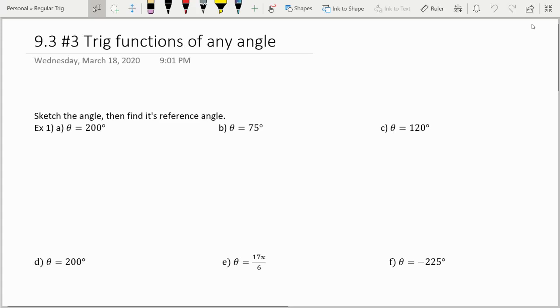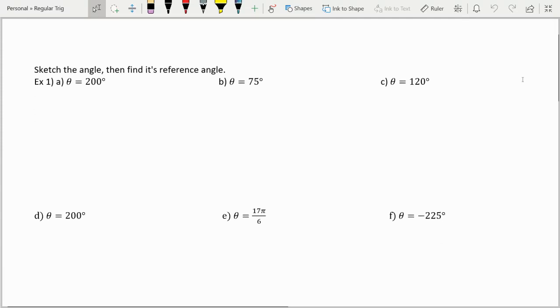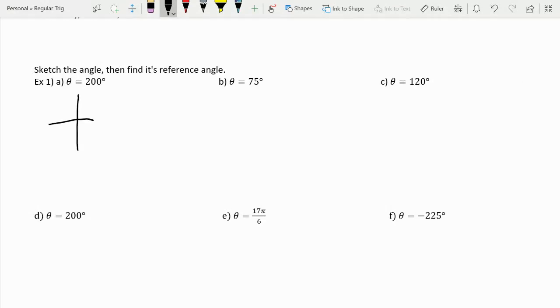Alright guys, so with this lesson, it's the third day of trig functions of any angle. Here we're going to be sketching an angle and then finding its reference angle. I think you heard me refer to it once before, about the reference angle. We have to draw 200 degrees, and I think you guys are all decent with that.